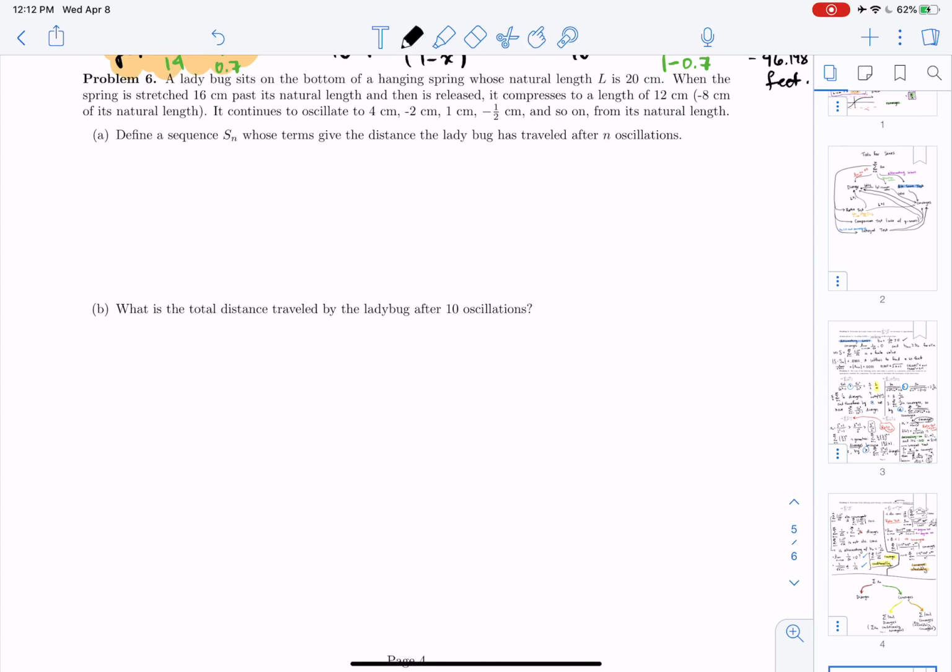Problem 6 is super similar. You've got, I don't know, I was just imagining a ladybug hanging on for dear life here, but sorry, I had a lot of fun writing this problem. Okay, so we've got a ladybug. It's chilling.